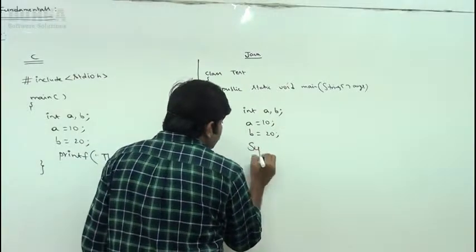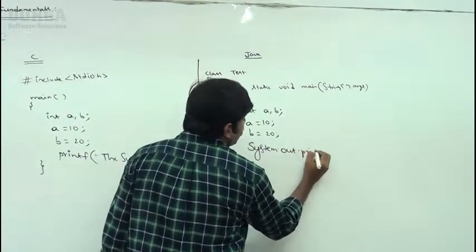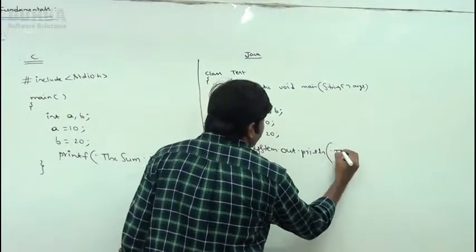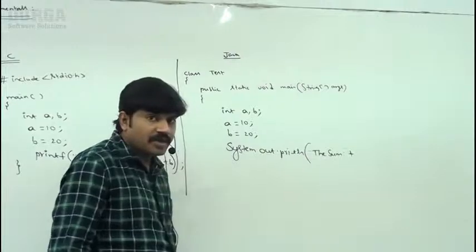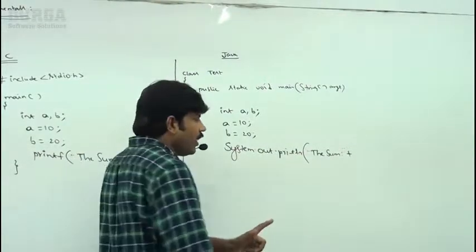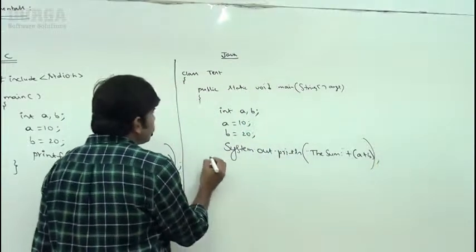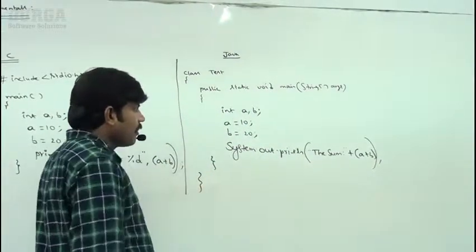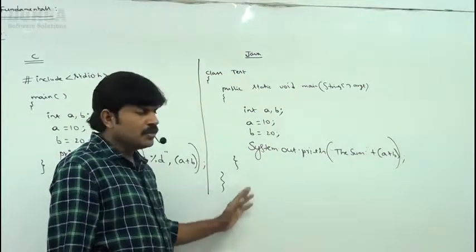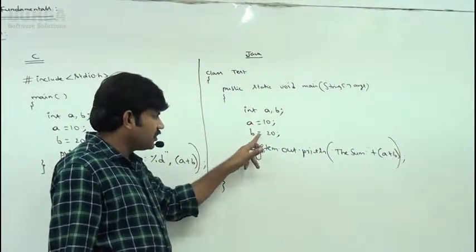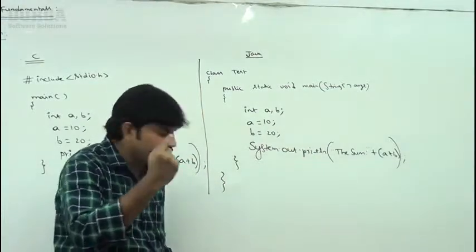Now System.out.println, the sum is plus, because println is always going to take only one argument, the sum is a plus b, like this I'm taking. End of this one. Do you know how many lines of the code we wrote? Multiple lines of the code, sir. So we have to declare, initialize, and then print the sum. Let me execute this code. Matter of 1 minute, right?